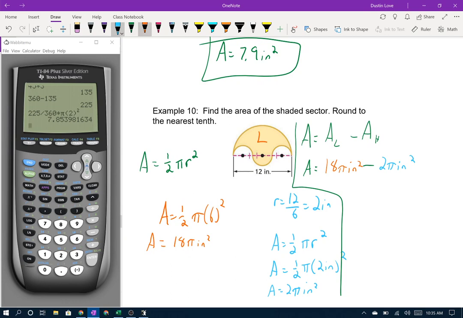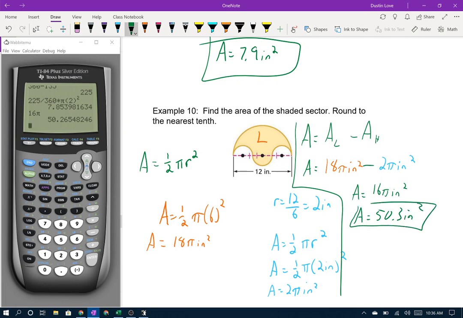I'm going to go ahead and point out that this one we could have rather easily come up with an exact answer, because 18 pi minus 2 pi is just 16 pi inches squared. But if we want to round it, let's go ahead and do that. Turn on calculator. 16 pi. So my area is 50.3 inches squared.